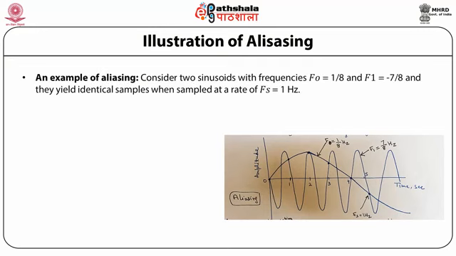Let us now discuss it in detail by considering an example. Consider two sinusoids with frequencies F naught equal to 1 by 8 and F1 equal to minus 7 by 8, and they yield identical samples when sampled at a rate of Fs equal to 1 Hz. So for k equal to minus 1, F1 equal to F naught plus k Fs, which is equal to minus 7 by 8. This is diagrammatically shown in this figure.